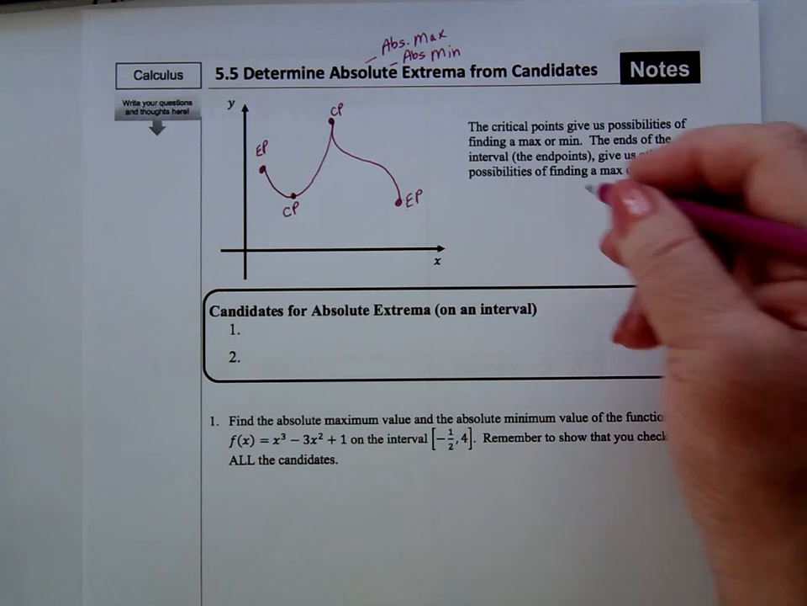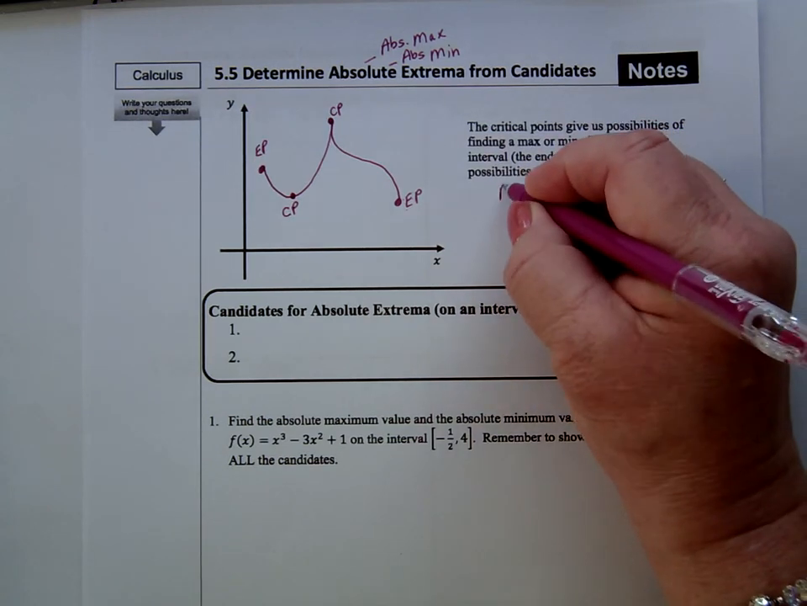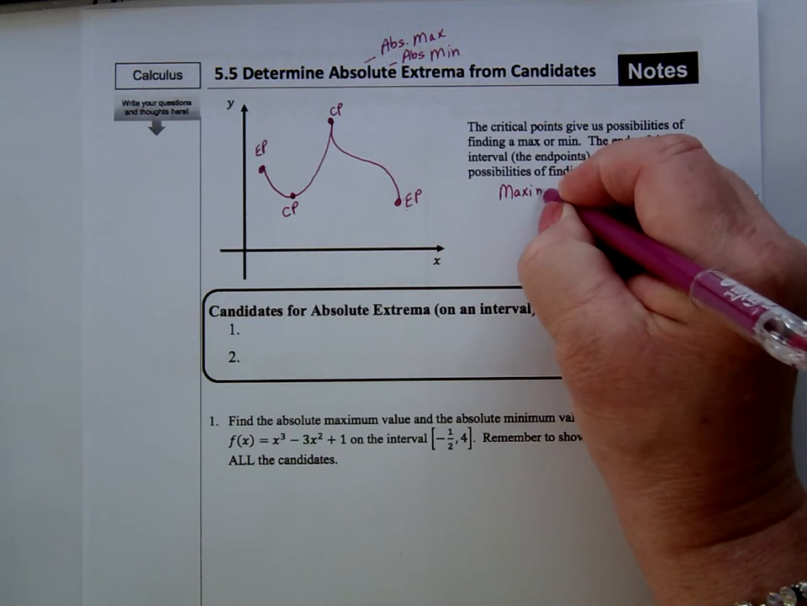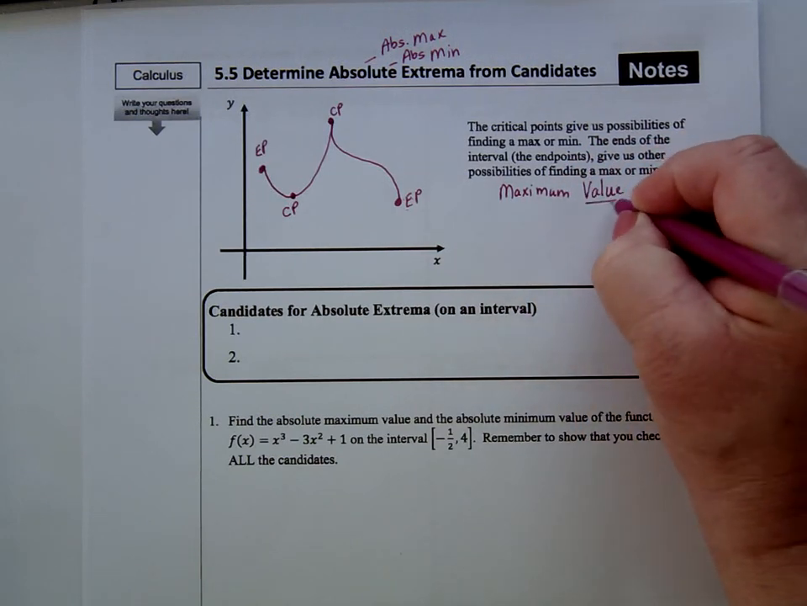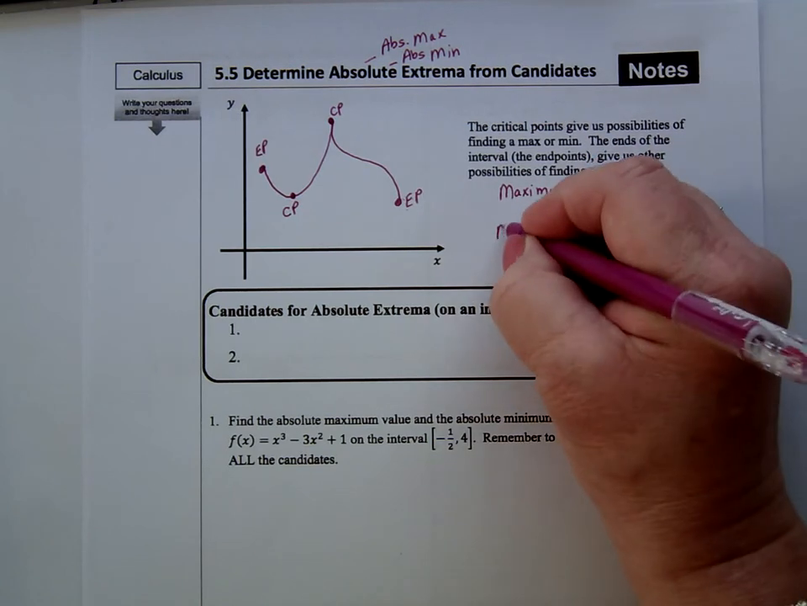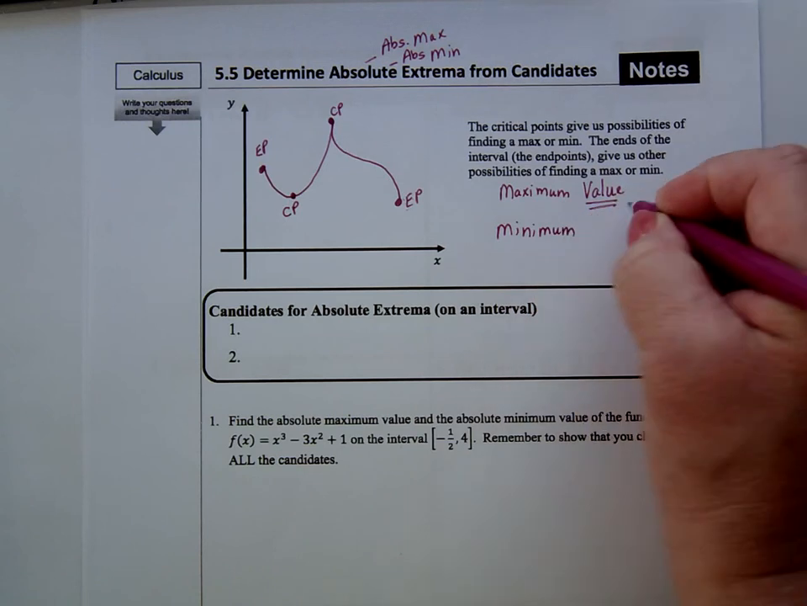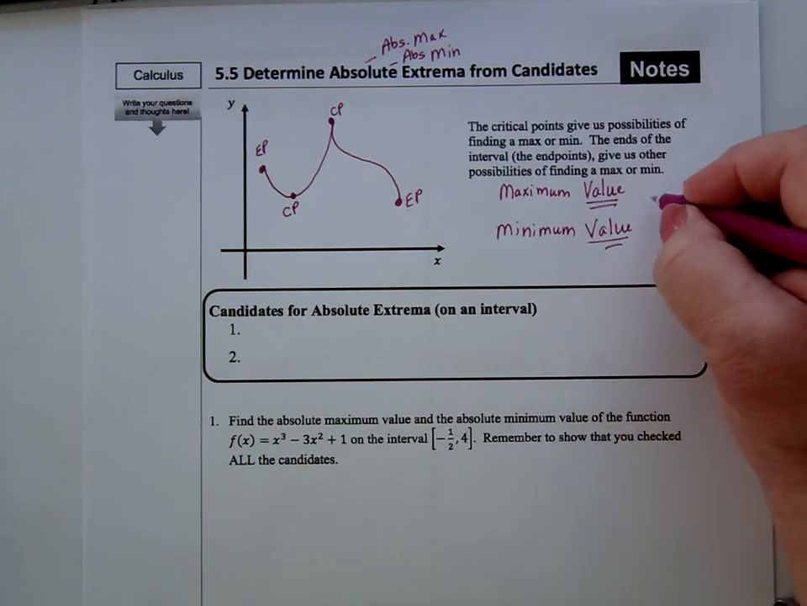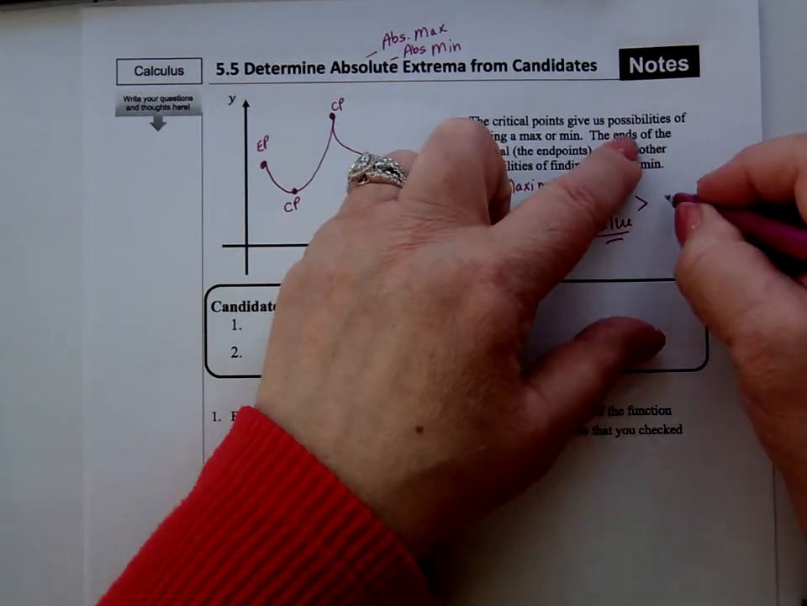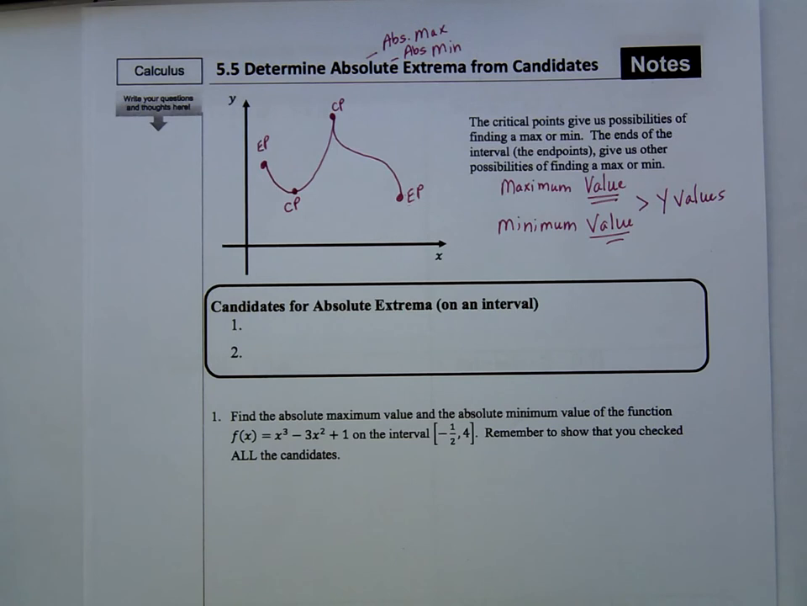And what they're going to do is they're going to oftentimes ask for it this way. They're going to ask for a maximum value. They use this word value. And that's how you know you need to be looking at it in this respect with those endpoints, minimum value. And that just means that they're looking for what the y values are for these. What's the tallest or the smallest y value for the function?